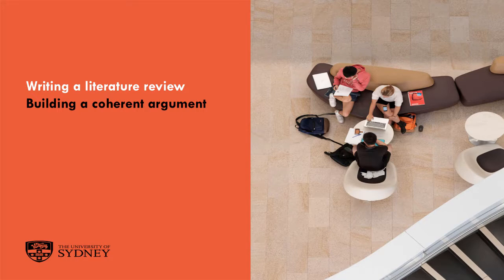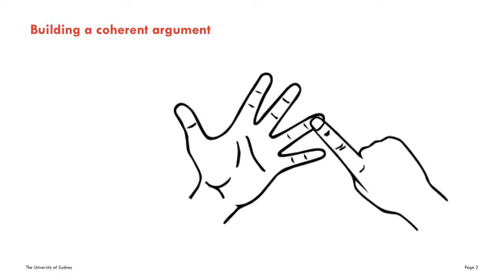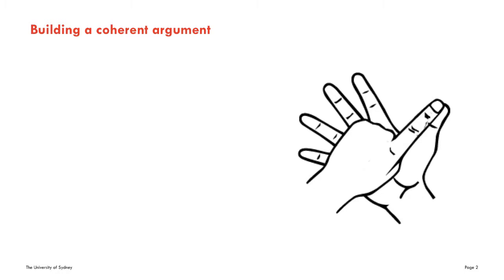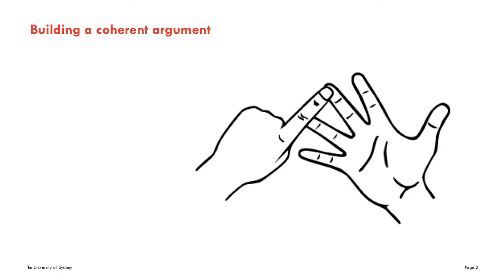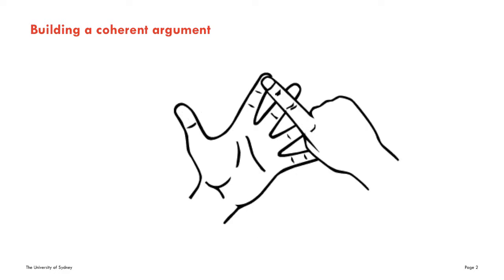Writing a literature review, building a coherent argument. In the previous video, I explained how schemas help you structure information. Their purpose is to help you build a coherent argument. We'll illustrate this with a cause and effect example.